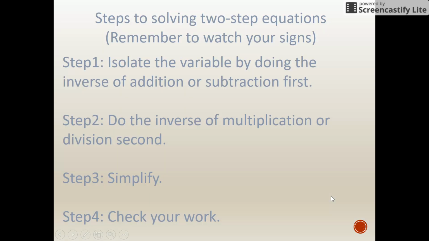All right, so what are the steps for solving these two-step equations? Remember, one of the most important things is to watch your signs. Step one is to isolate the variable by doing the inverse of addition or subtraction first. So when the problem has addition or subtraction, along with multiplication or division, you actually do the addition and subtraction first, and then you do the inverse of multiplication or division second. You have to simplify. That means do the integer operations correctly, and then go back and check your work to make sure that you're right.